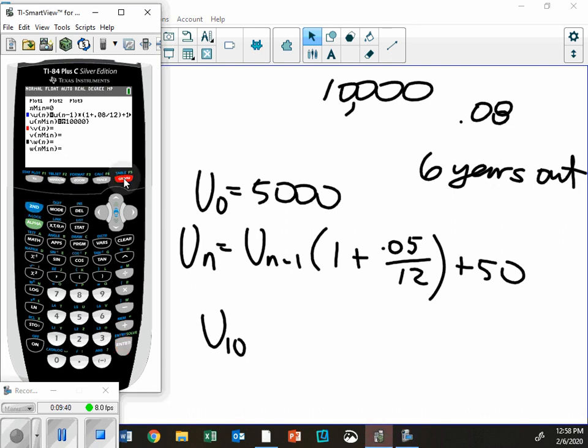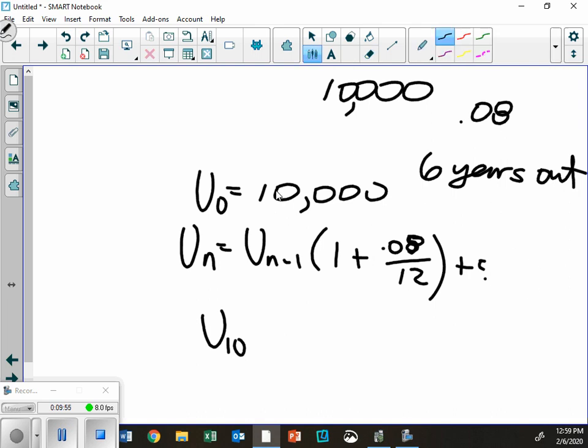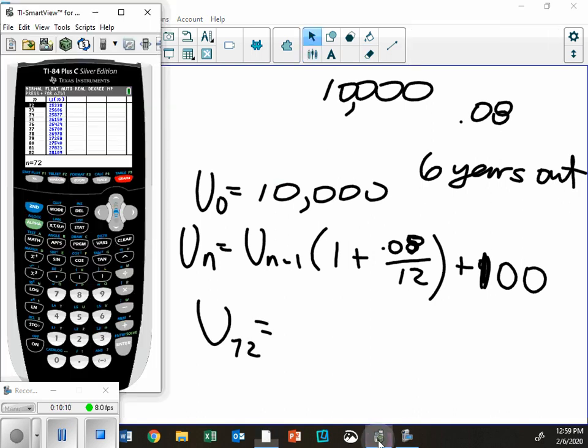So I'm going to hit table. And what I'm having the calculator do is put 10,000 here and 8% here. And instead of adding 50, we're adding 100 every month. And now I don't want U sub 10. We wanted 6 years later, which is 6 times 12, is U sub 72, would be 6 years later.